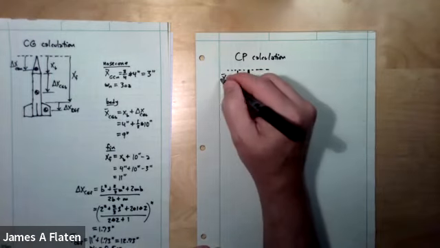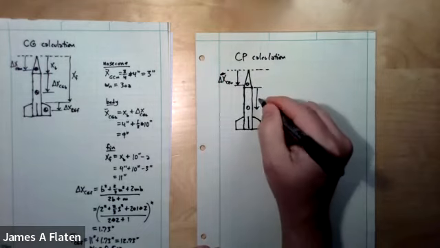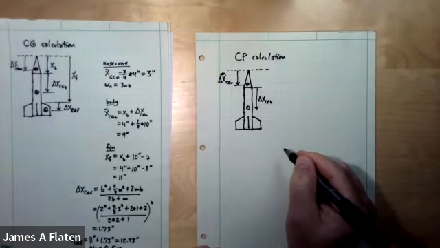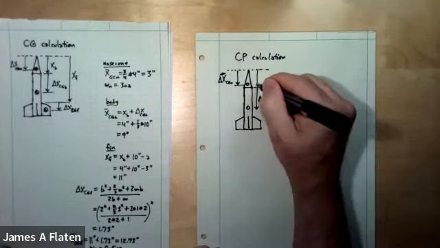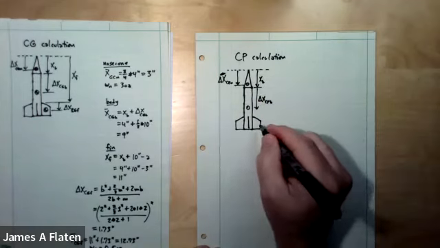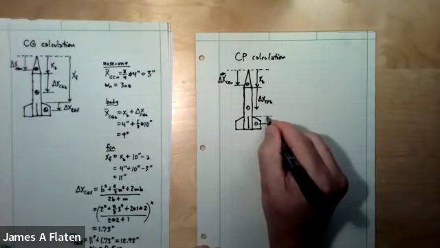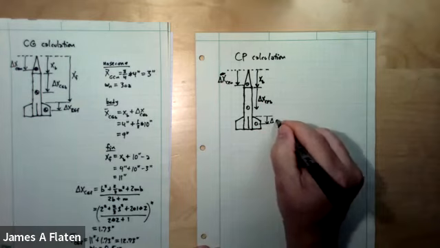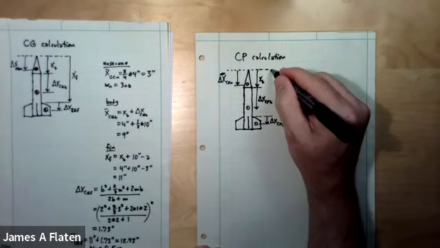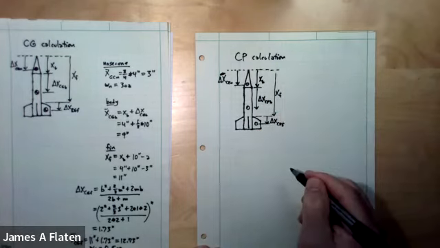Actually, I think I should have called that delta X. How about this is called delta X CP for the body. And of course, I already know the distance here, XB. And then for the fins, how far is it from the top of the fins to the center of pressure for the fins? And I've already calculated the distance to the fins, XF.